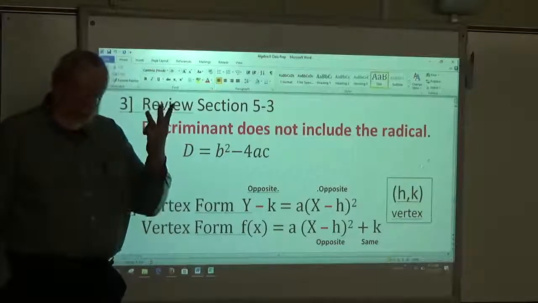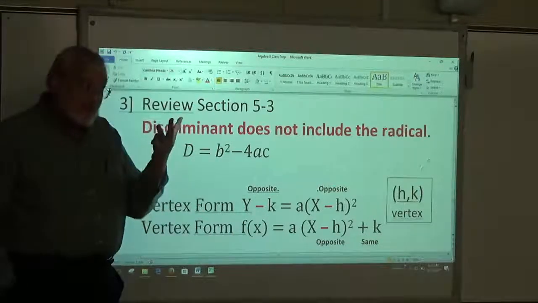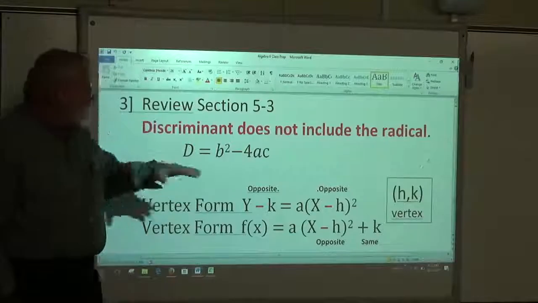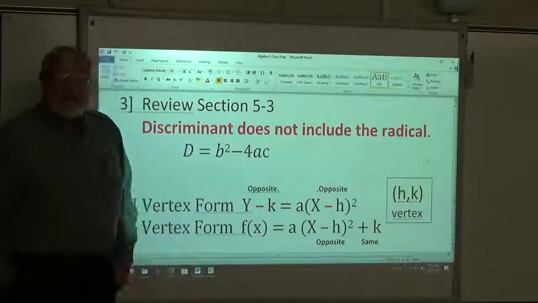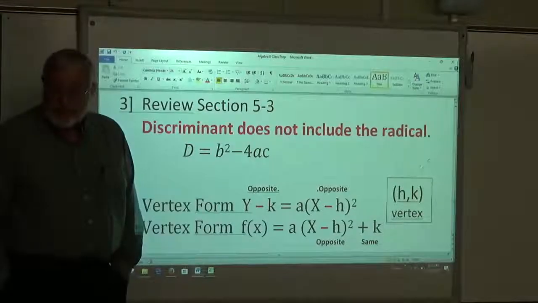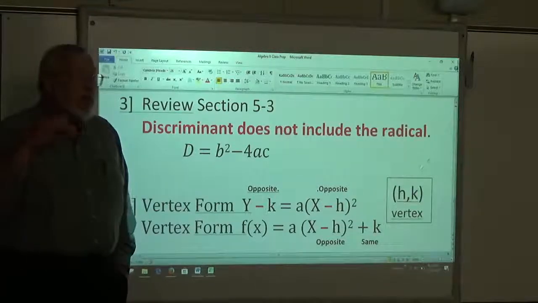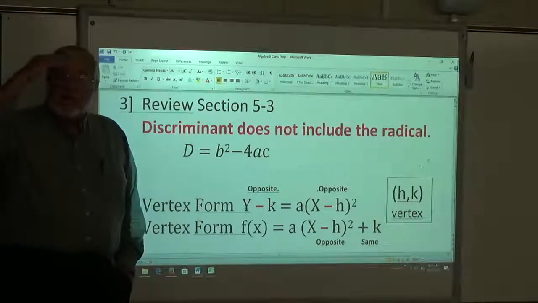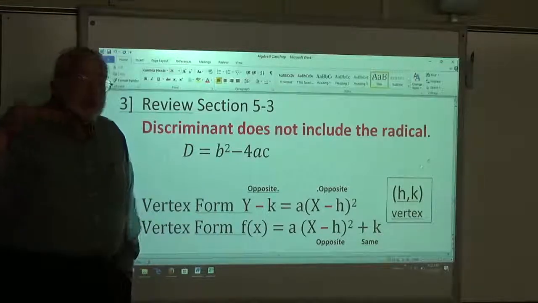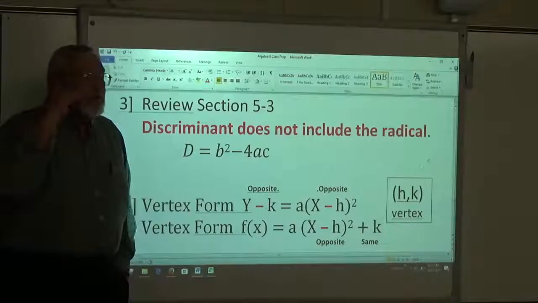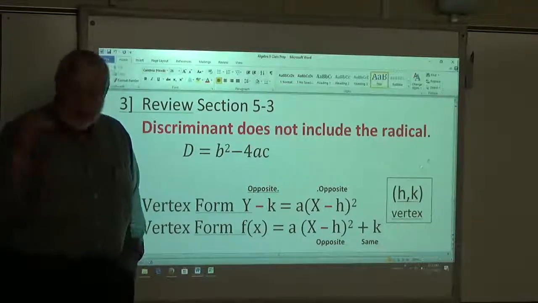Now, there's three things. This is in the book. There's three things that you can learn from the discriminant. If this value is negative, then you know that the parabola itself does not touch or cross the x-axis, so there are no real solutions.